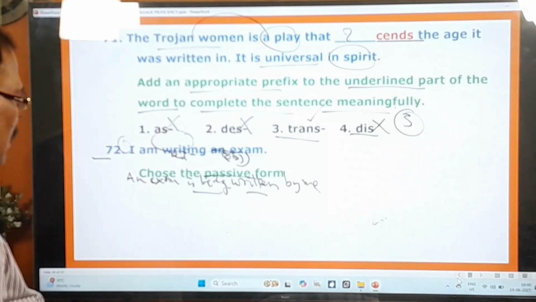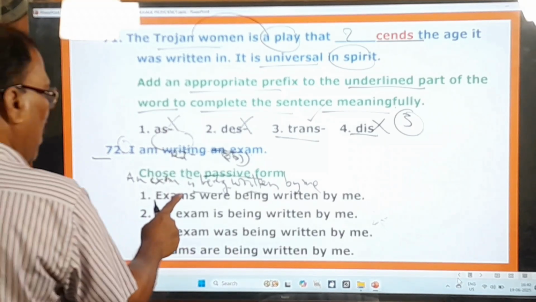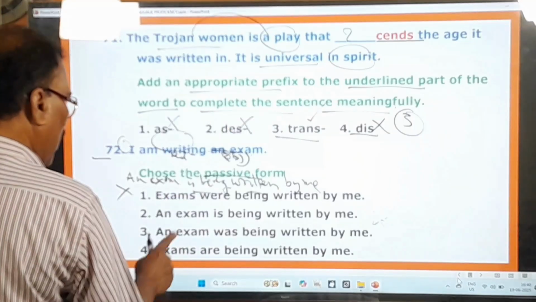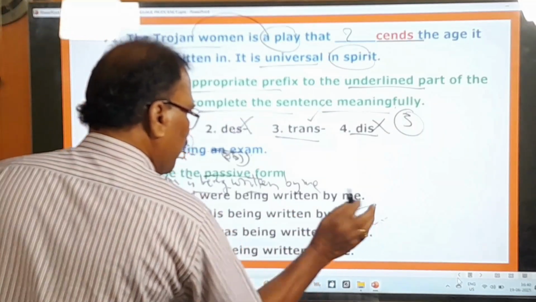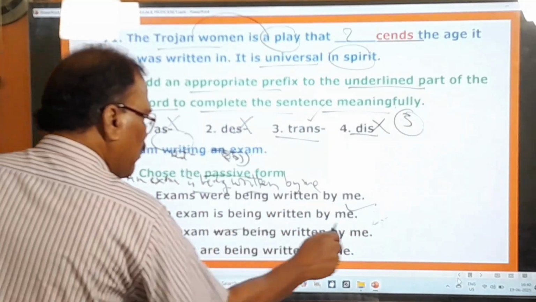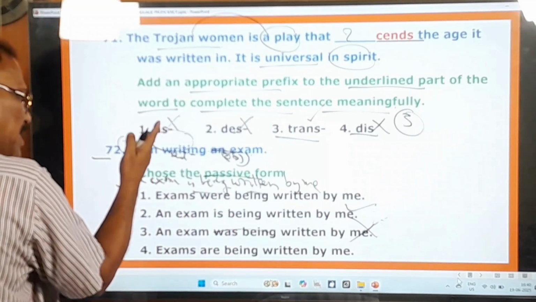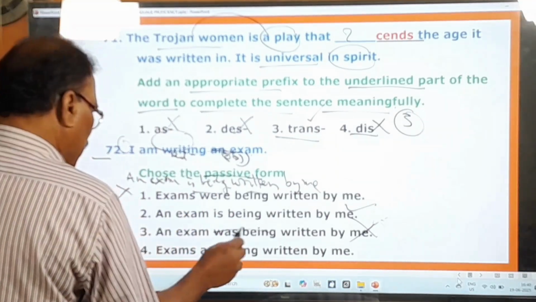Okay, and let us look at the options given. Exams were being, no, it is only an exam, not exams, therefore it's gone. An exam is being written by me. The second one is the right one. An exam was being written by, no, it's not was being, because it is not in the past continuous tense, it is in the present continuous. Therefore the third one is the wrong one.